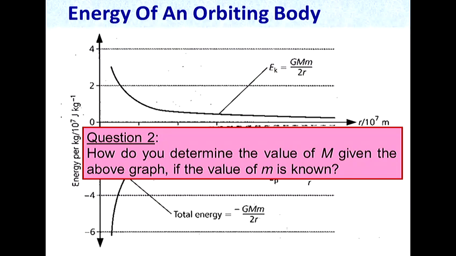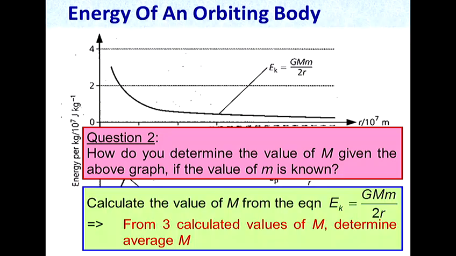You can just pick any point on the graph. That point will give you the value of EK and the corresponding R. You sub into the equation, you can calculate big M. But is that sufficient? I just pick 1 point and then I calculate big M. Is that sufficient? How many points do you need? What is the magic number? 3, as before, okay?